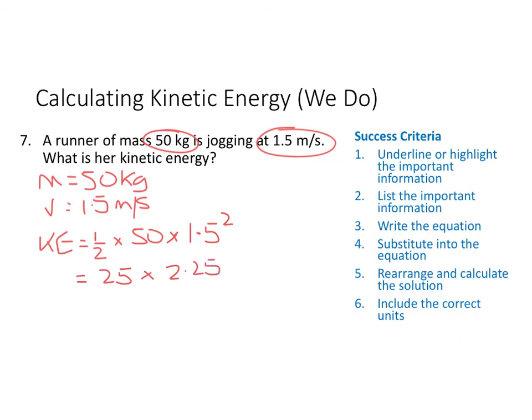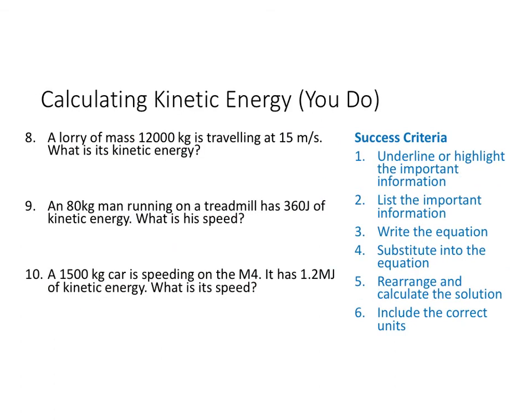Remember, you can do that on your calculator just by doing 1.5 times 1.5, all right? Okay, so 25 times 2.25. Because it's 2 times 25, I know it's going to be just above 50, and that gives us 56.25 joules, okay?